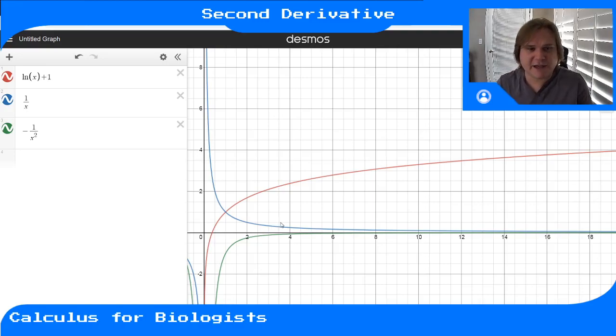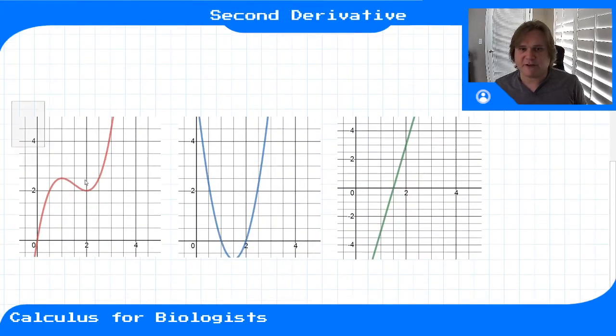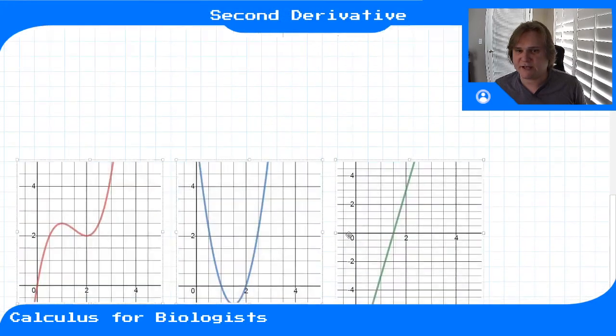So it's piecing together the information from the first derivative and the second derivative into telling us something about the original function. We'll write this all down in a second, okay? But this is just an example to show you. So let's go back and we'll write that down. Let me move these functions. We'll practice with this in a second.